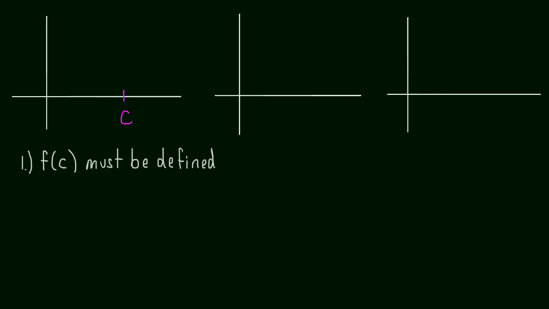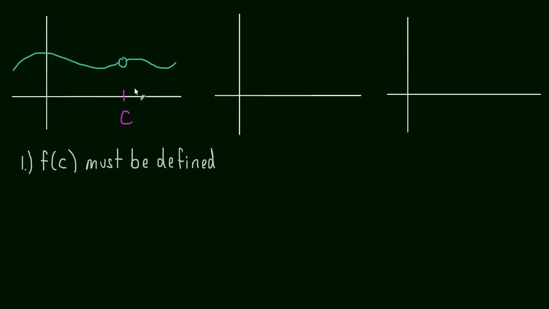Okay, so let's look at where that might fail. Here, there's a hole in the function when x is c. When x is c, f of c is undefined. There's a hole. So this function here is not continuous. And that's pretty obvious just from looking at it, because we wouldn't be able to draw that without lifting our pen, because there's a hole there.